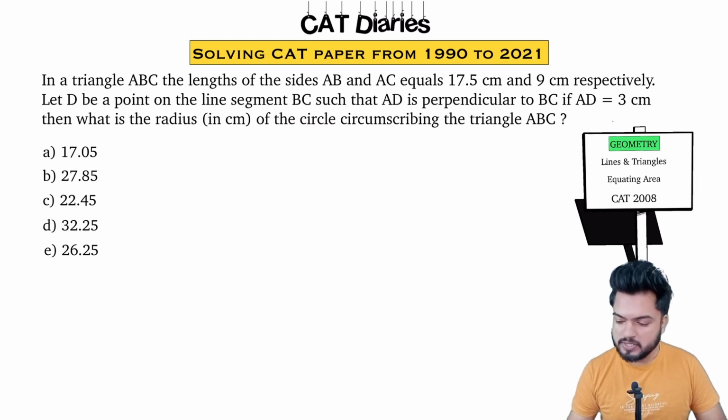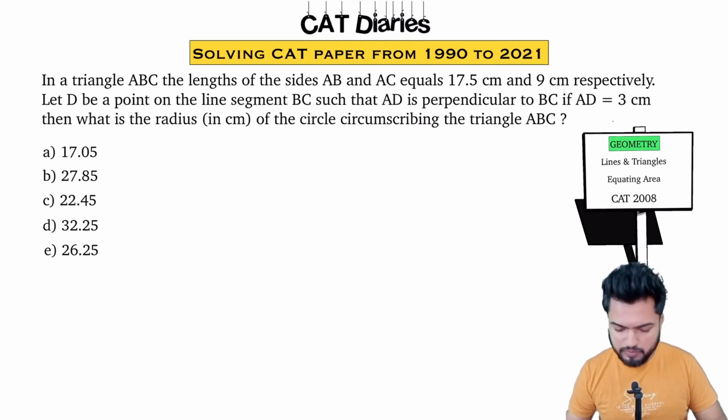Okay, so let's understand. In a triangle ABC, the lengths of the sides AB and AC are equal to 17.5 and 9 cm respectively. So that is the first thing I understand. Let D be a point on the line segment BC such that AD is perpendicular to BC. If AD is 3, then what is the radius of the circle circumscribing the triangle ABC? So what is given, what is asked, which formula of area will I use to find out the circumradius? Circumradius is again nothing but length, right? So that's what you will have to think.